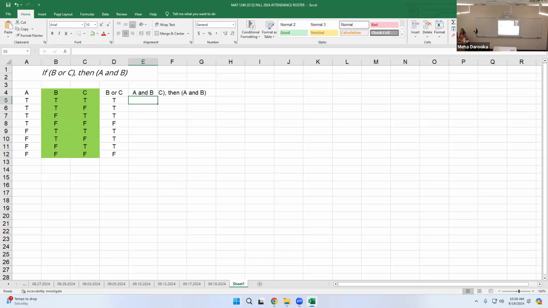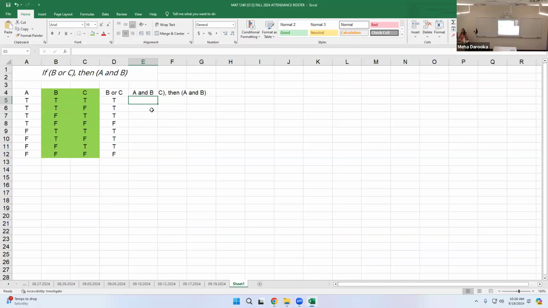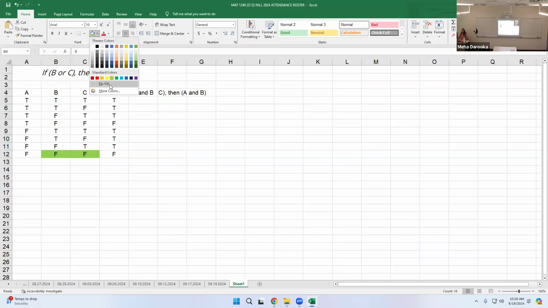Now, the AND column, and again, remember for the AND, as long as both of them are true, your AND statement is true. In every other case, it's going to be false. So that's what we're looking for. Are both of them going to be true? And this is A and B, so it would be these two columns over here.